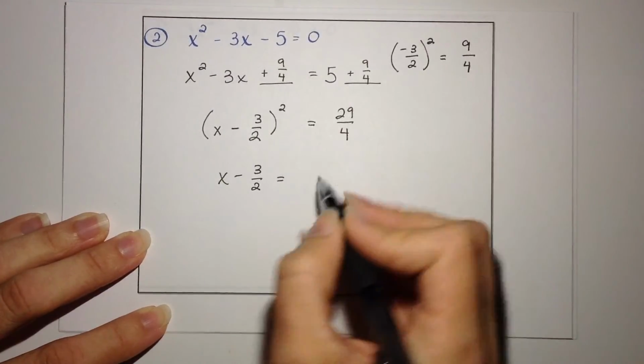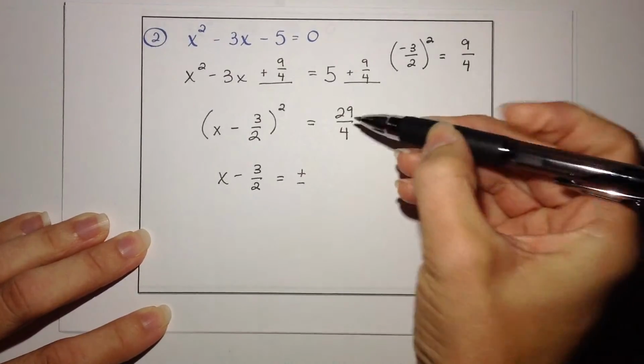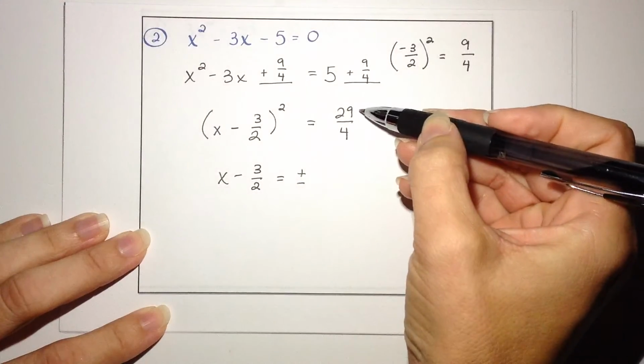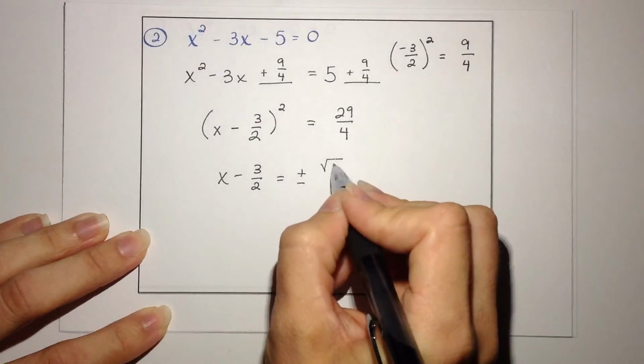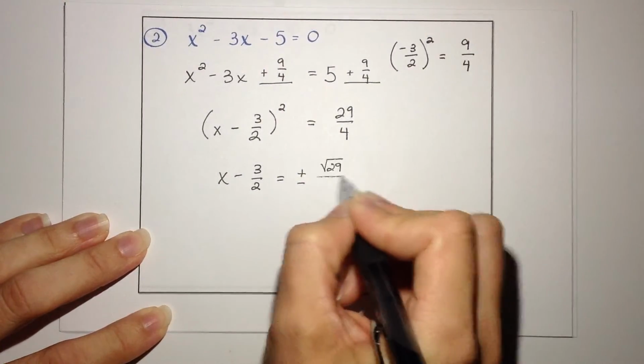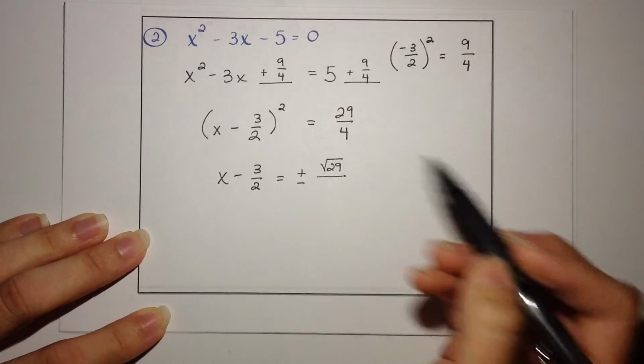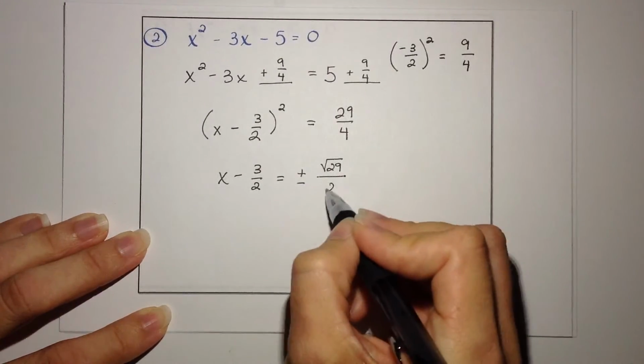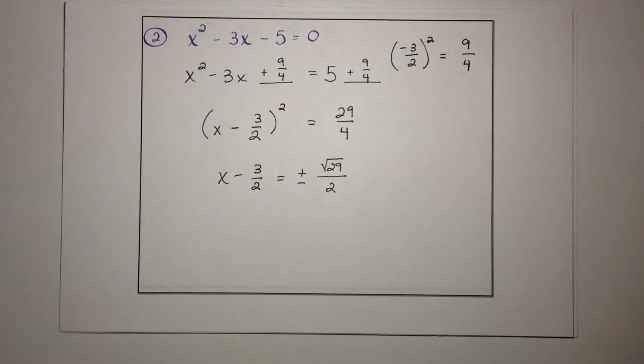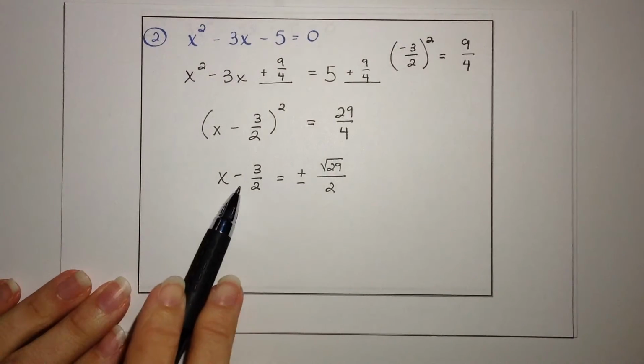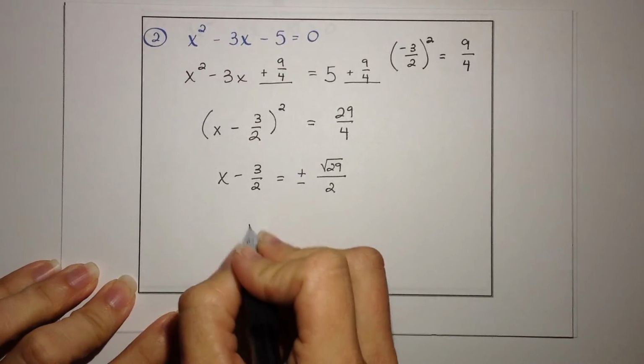Now, in taking the square root of the fraction, you do numerator and denominator separately. So square root of 29, of course, there's not any simplifying that you can do to that. And then square root of 4 is 2. So the radical's actually only left with the numerator. Okay, last, to get x by itself, add your 3/2.